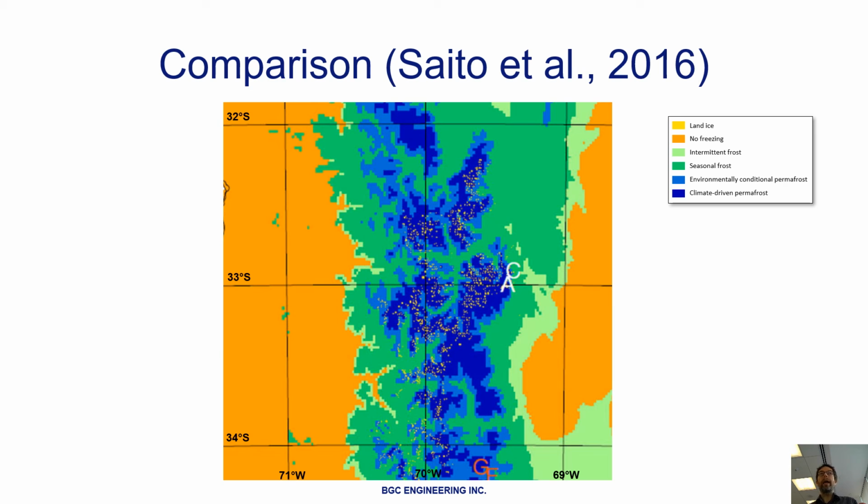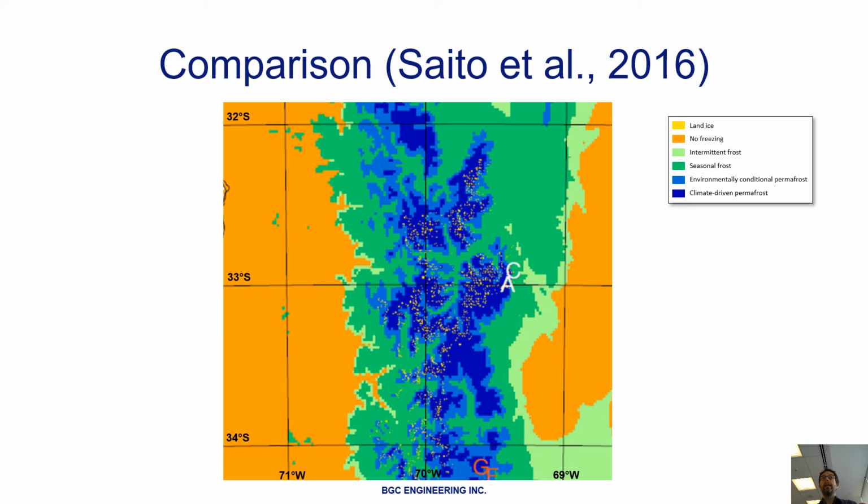We also did a quick comparison with the work presented by Saito and colleagues back in 2016. So here is a snapshot of their model, or of their interpretation of where permafrost may be present, one based on climate conditions. So they looked at current climatic data, that's the dark blue areas, but then they also looked at more environmental conditions, which is permafrost not directly derived from current climate data, but an interpretation that there is still permafrost available because of historic climatic conditions. That's the lighter blue, and then you're getting into seasonal frost or intermittent frost, and no frost down to orange.